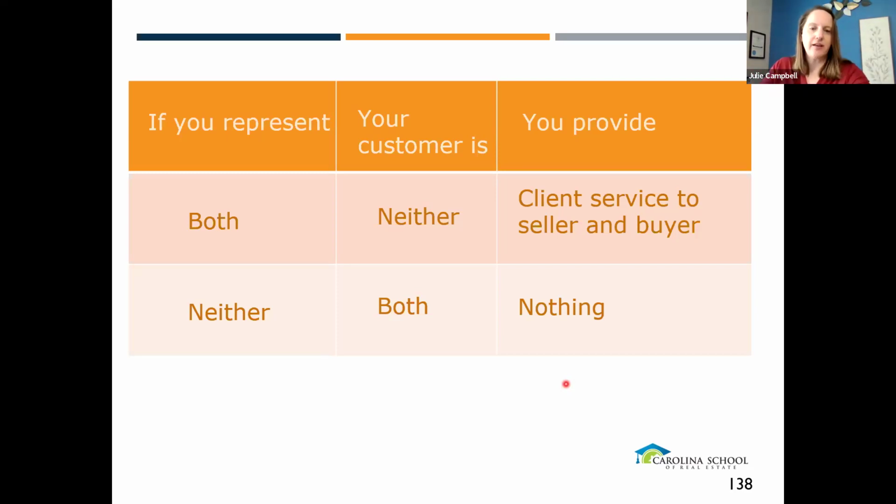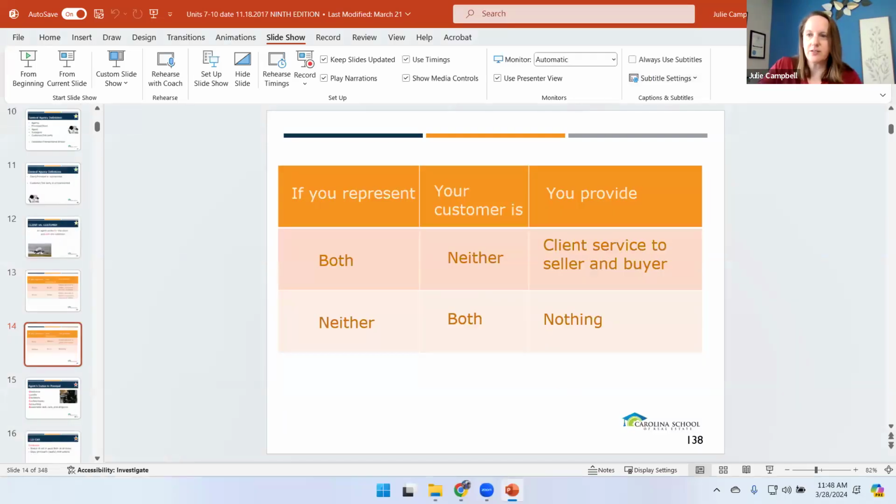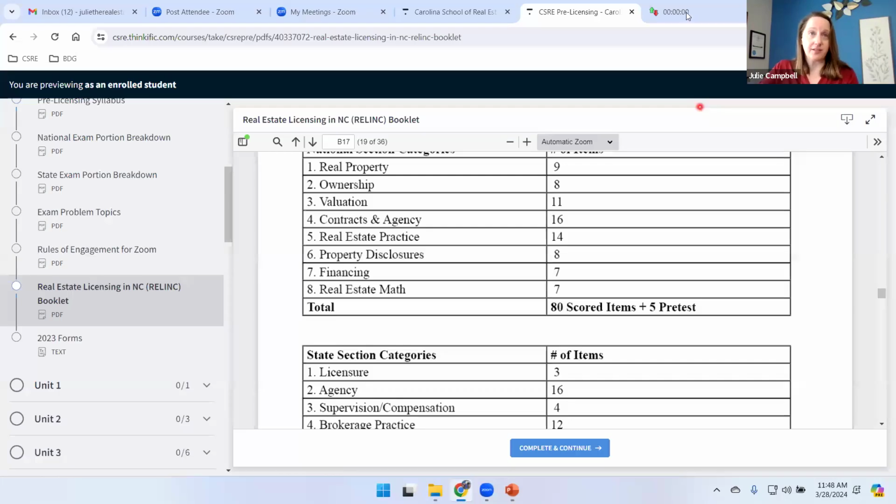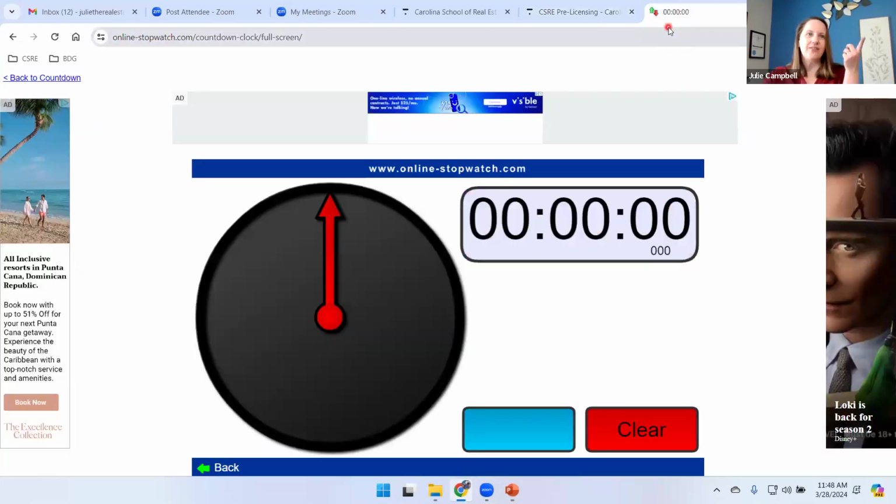So we're going to go ahead and take our break. I know I'm a few minutes early, but I'm at a decent stopping place. So let's go ahead and take our break. When we come back, we're going to break down the duties that I owe my clients and the duties that I owe my customers. So let's take 10.